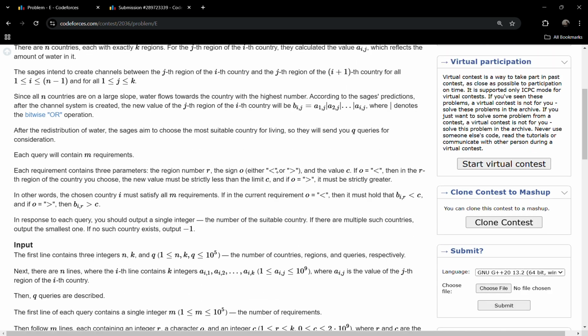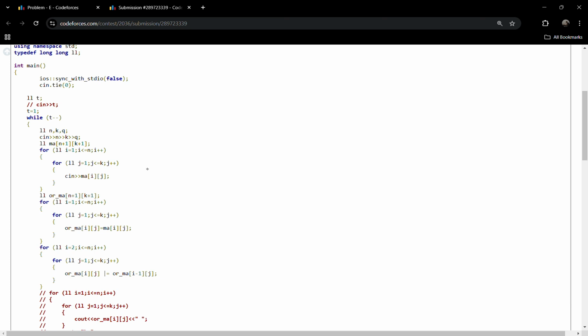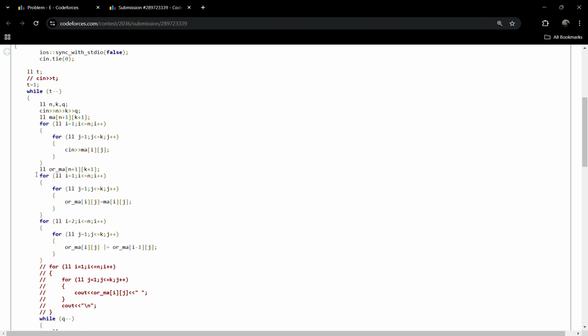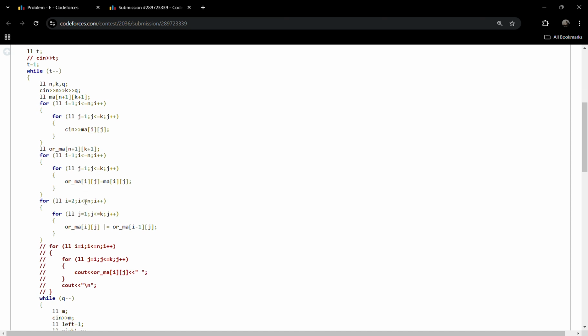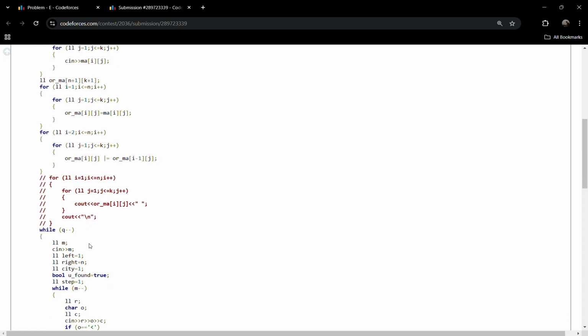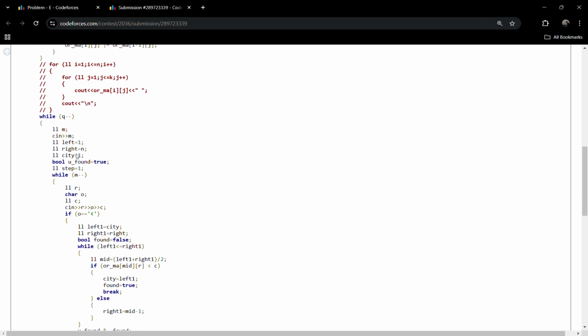So how we will do it? Let us head towards the code. So basically taking the input here, then finally building the OR matrix, first initializing all the values of the OR matrix to the initial values of the input, and then taking the OR with the previous row elements. And yeah, this is some debugging stuff.